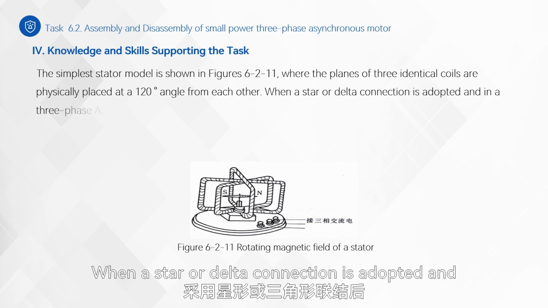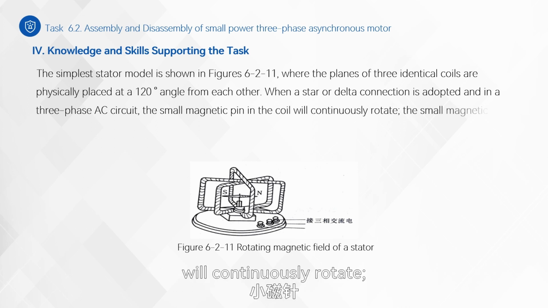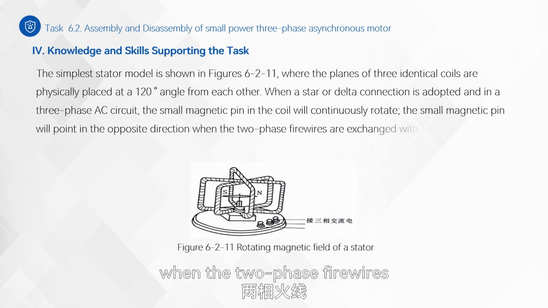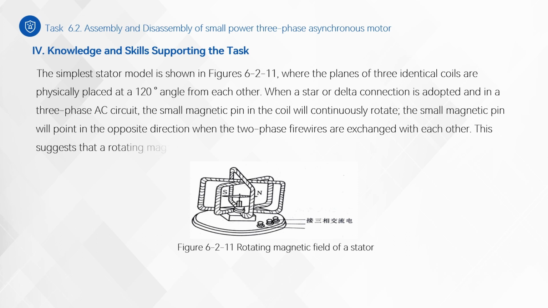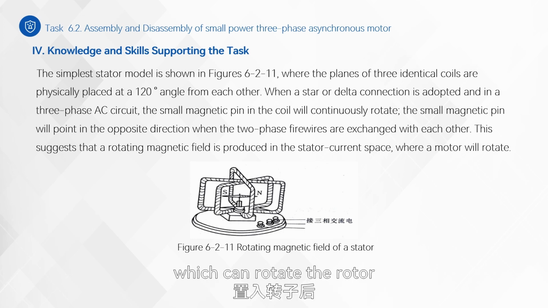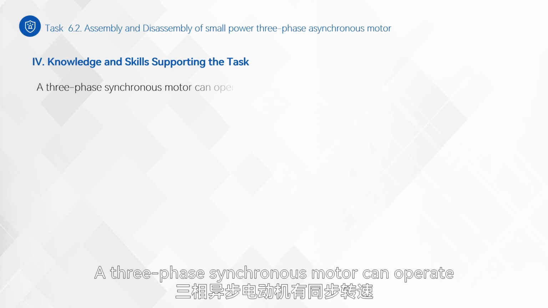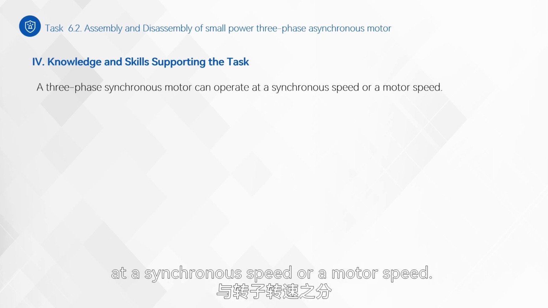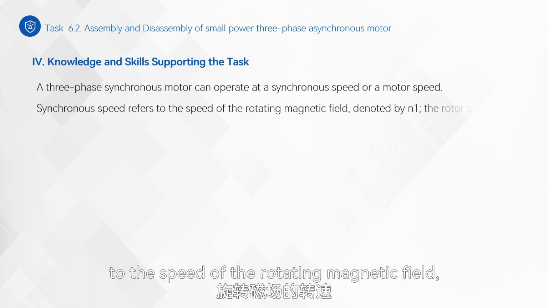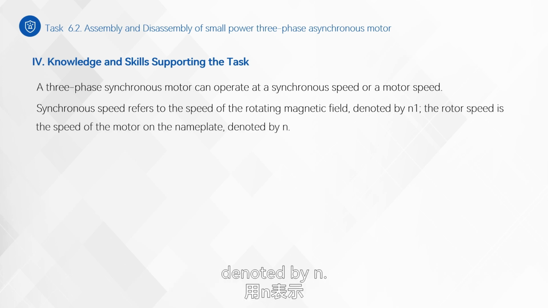When a star or delta connection is adopted and connected to a three-phase AC circuit, the small magnetic pin in the coil will continuously rotate. The small magnetic pin will point in the opposite direction when two of the live wires are exchanged with each other. This suggests that a rotating magnetic field is produced in the stator current space, which can rotate the rotor after it is placed inside. A three-phase asynchronous motor can operate at a synchronous speed or a motor speed. Synchronous speed refers to the speed of the rotating magnetic field, denoted by N1. The rotor speed is the speed of the motor on the nameplate, denoted by N.